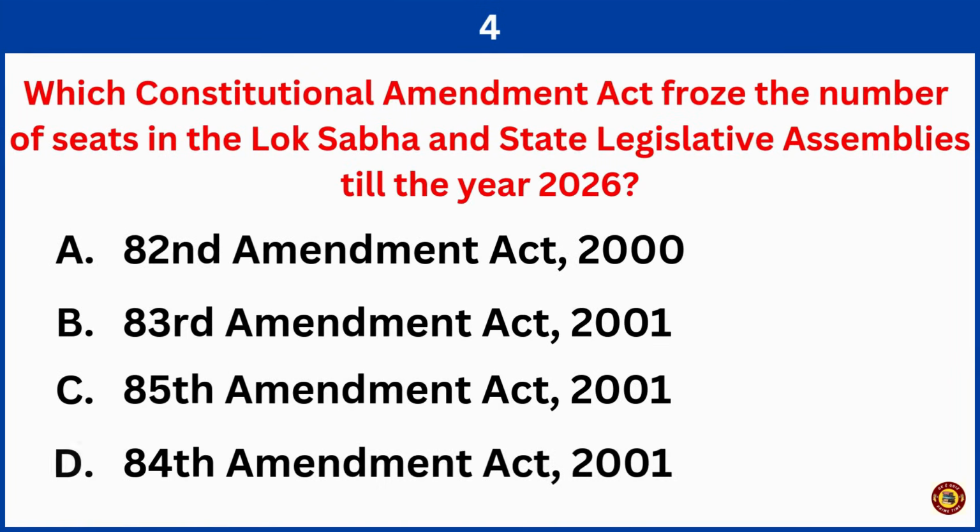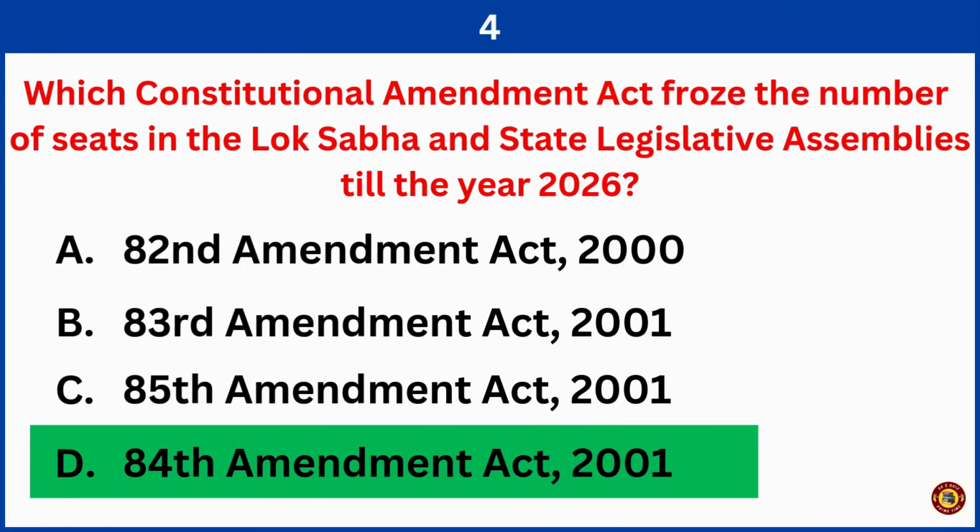Which Constitutional Amendment Act froze the number of seats in the Lok Sabha and state legislative assemblies till the year 2026? Right answer is option D, 84th Amendment Act 2001.